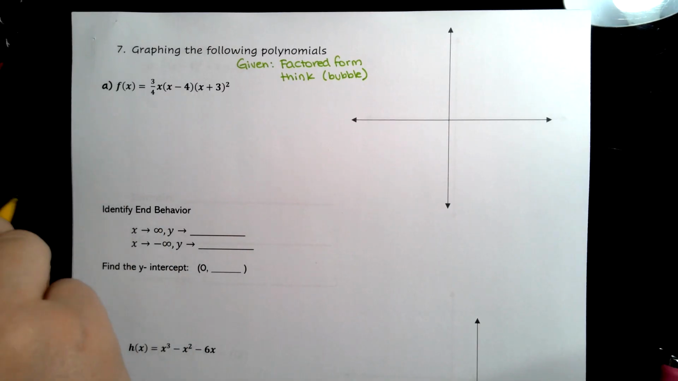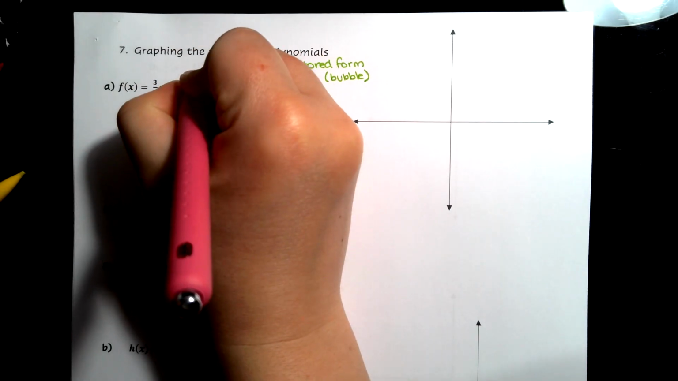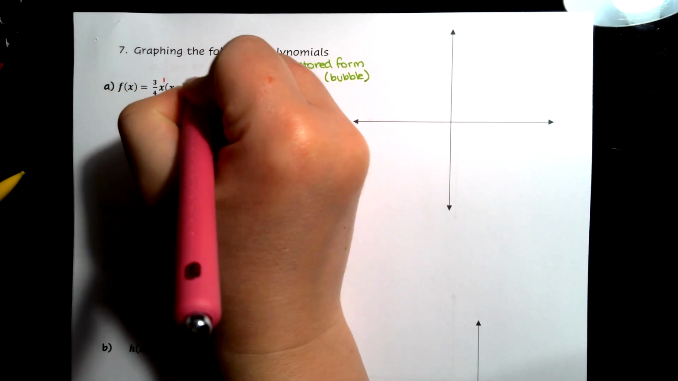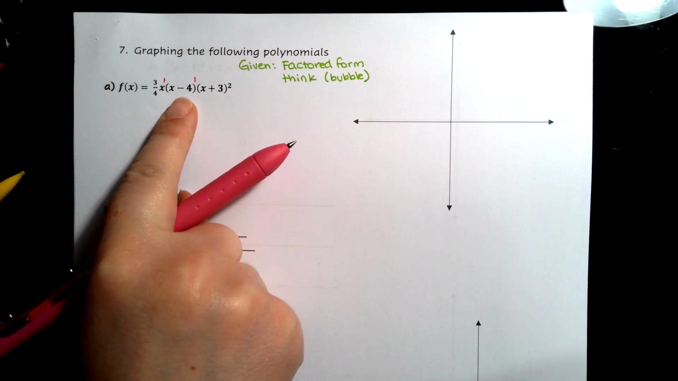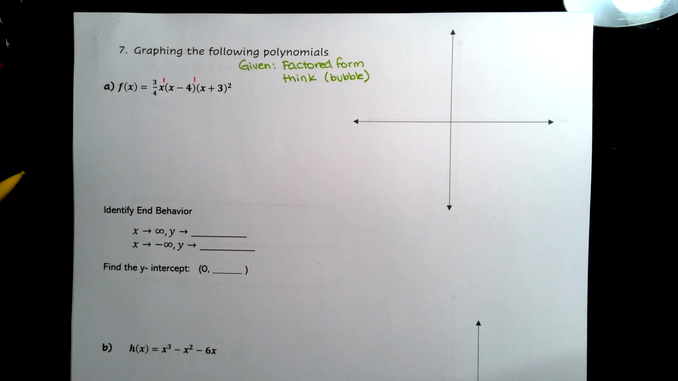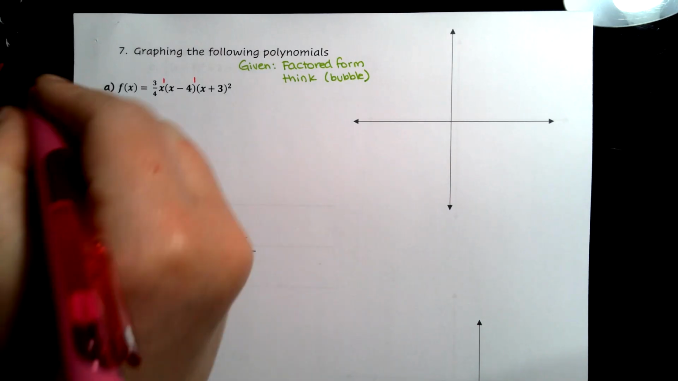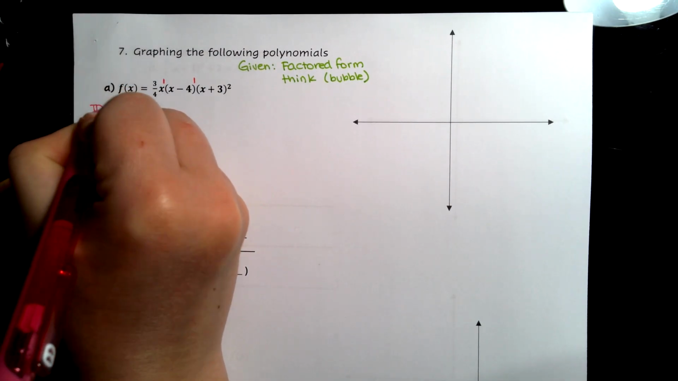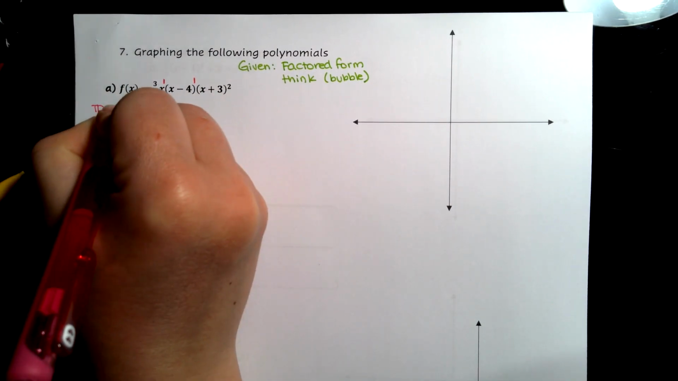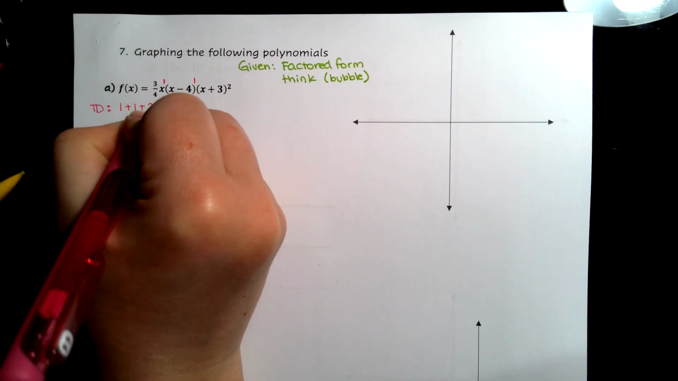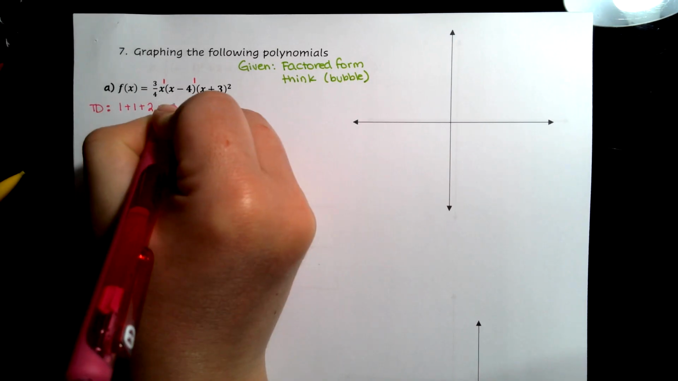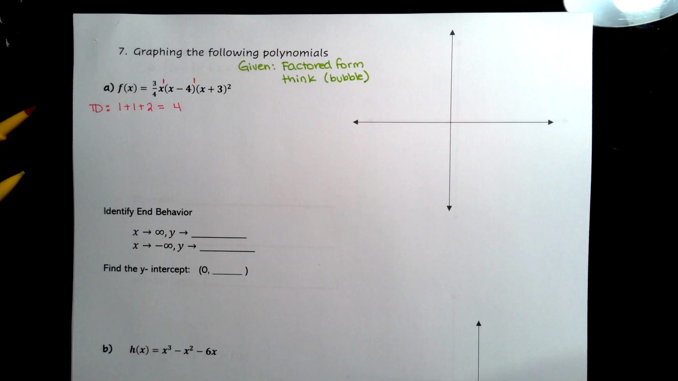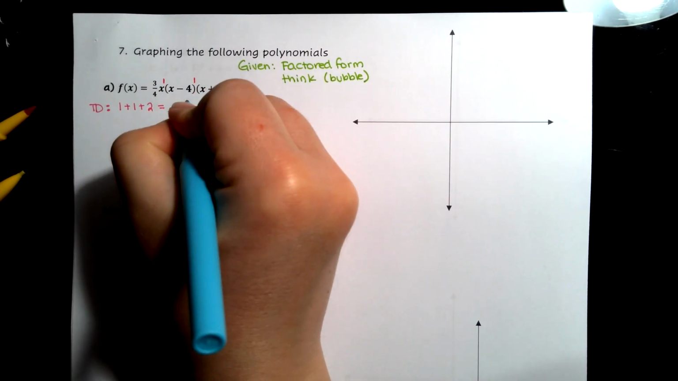Step number 1, in factored form, you're going to write in any missing exponents on your variables. So I have a missing exponent on my factor of x minus 4. I have a missing exponent on my variable of x. Total degree is in factored form, adding your exponents up. 2, 3, 4. Now again, we don't care that it's 4. What we care about is if it's even or odd. So I'm going to close this.